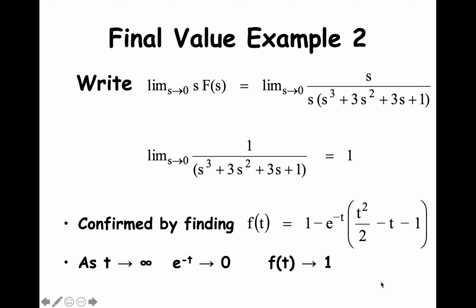We can confirm this again by taking the inverse of the Laplace domain expression given the roots and using the partial fraction expansion. This was done in Section 6 of the course packet. The time domain expression is f(t) equals 1 minus e to the power minus t times (t squared over 2 plus t plus 1). As t approaches infinity, the e to the minus t term approaches 0, so the time domain expression approaches 1.